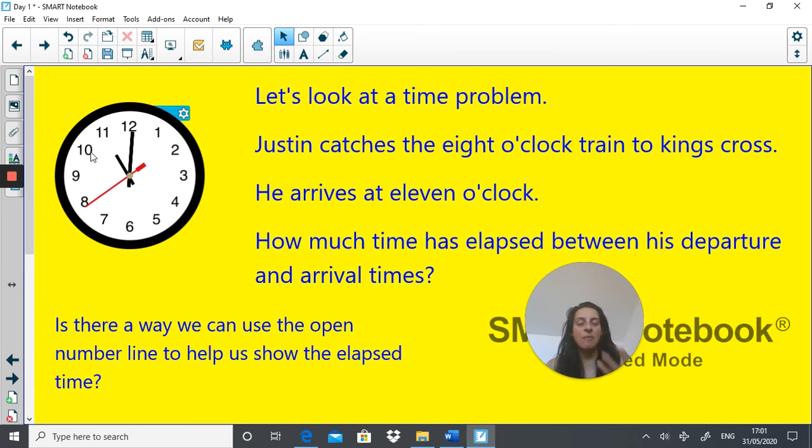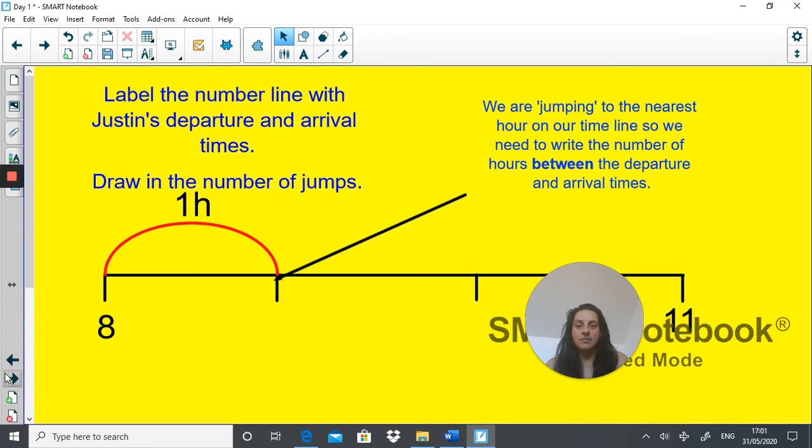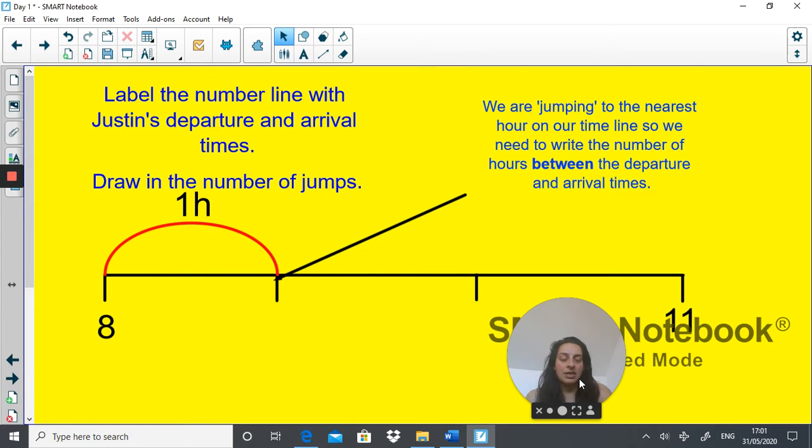How can we represent that on a number line? So what I want you to do is pause the video, draw a number line, to see if you can show me how you'd work out the elapsed time. Do that now. So my timeline is here. Here is 8 o'clock and here's 11 o'clock. And the jumps will represent 1 hour.